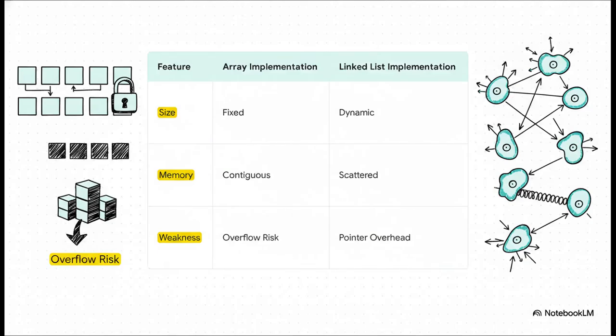So the really crucial point here is that there's no single best way to build a queue. It's all about trade-offs. The array is compact and efficient, but it's rigid. The linked list is super flexible, but it's got a little extra memory overhead for all those pointers. And choosing the right tool for the job is a huge part of smart software design.